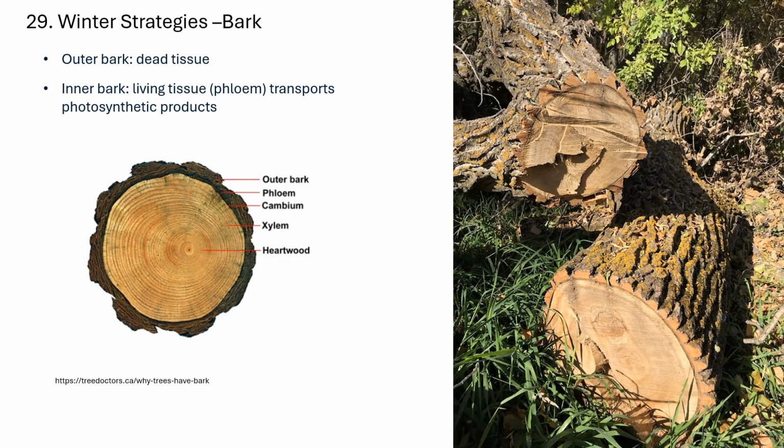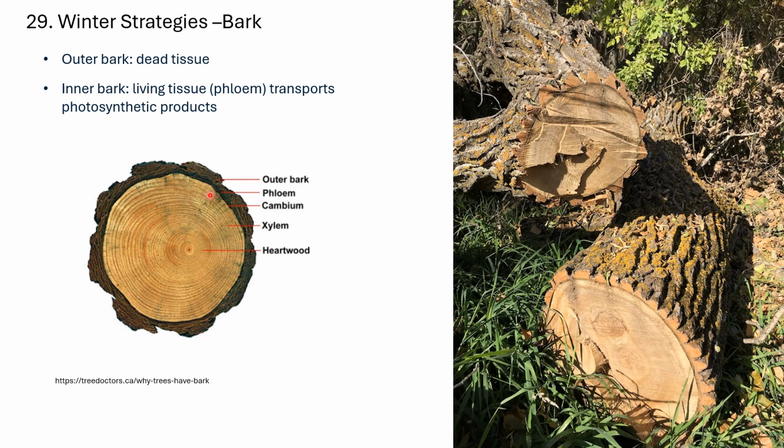So again, this is not a micrograph now. This is an image I found on the internet. Here's a picture of a tree that was cut down in our yard. And if I look at both of these, I can see what we're talking about. Here, this is the outer bark. I can see it in here. It's dead, and then as I move further in, I get into this vascular tissue called phloem.